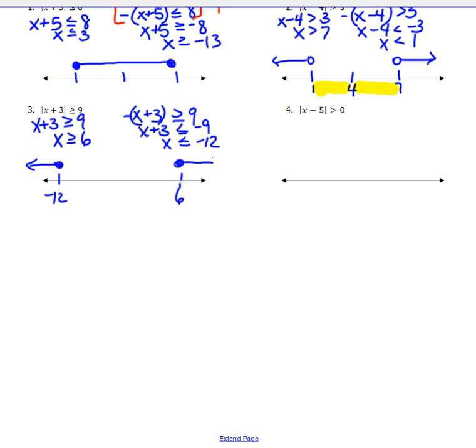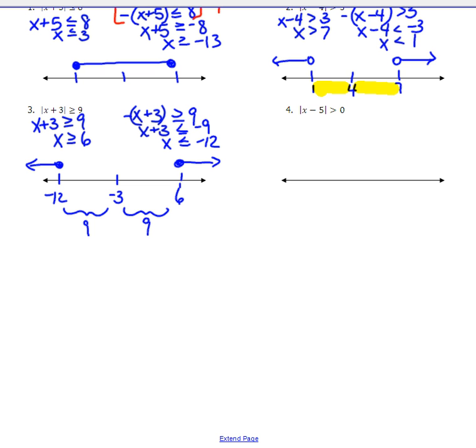And that's saying the distance between negative 3 and my number is going to be greater than 9. Well, this distance is 9, and this distance is 9. So it does make sense. In number 4, kind of interesting problem.